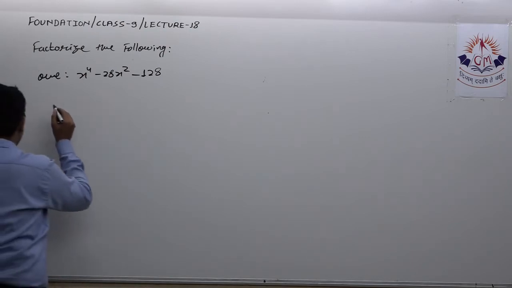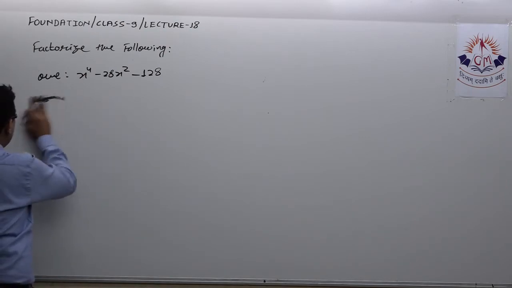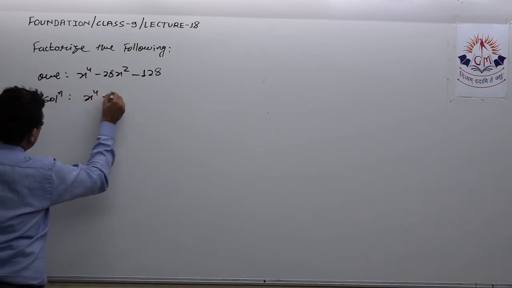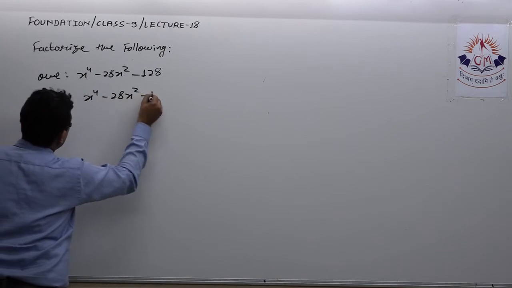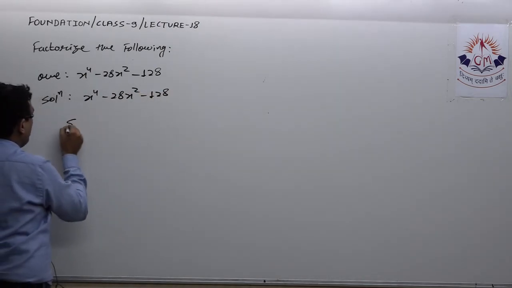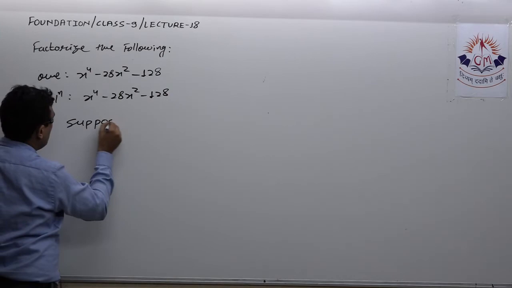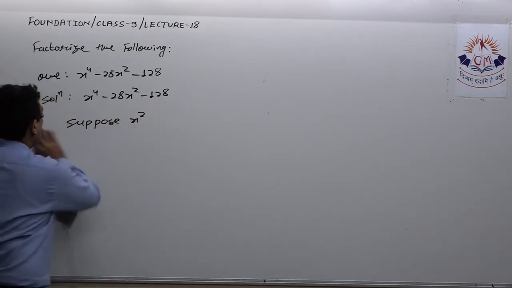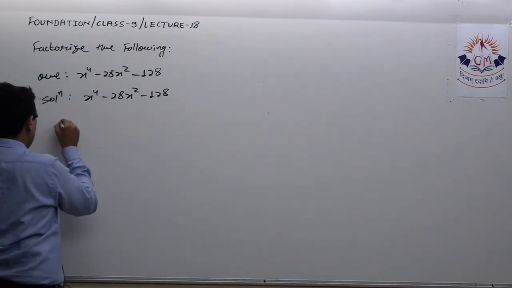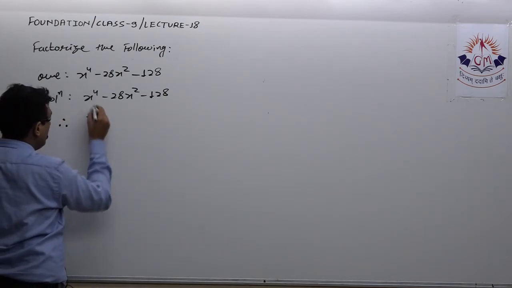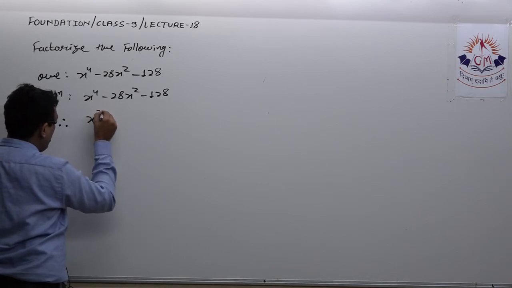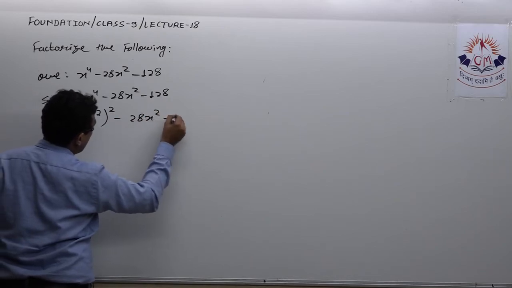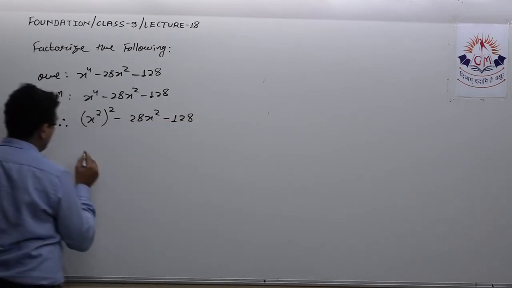Okay, so let us see how to factorize this. So x raised to 4 minus 28x square minus 128. First of all, we'll suppose x square is equal to y. Okay, before that, let me take one more step for your better understanding. Instead of x raised to 4, I'm writing this. It's the same thing, just to make it easier to understand.